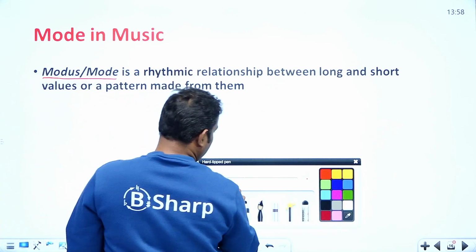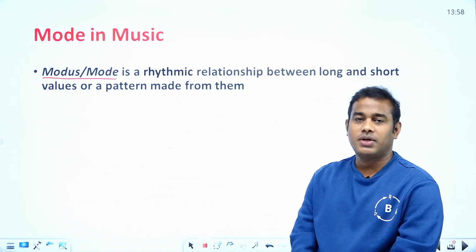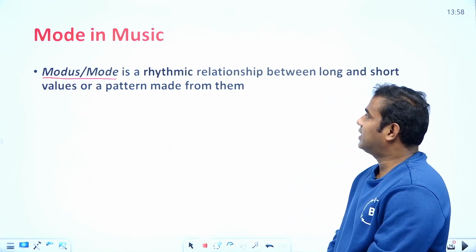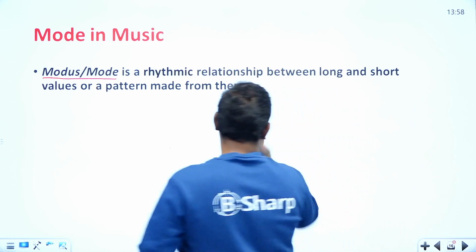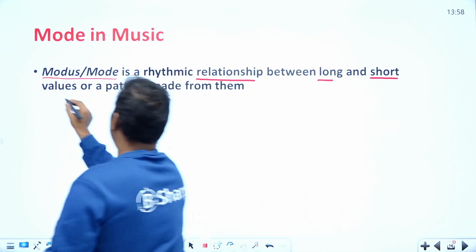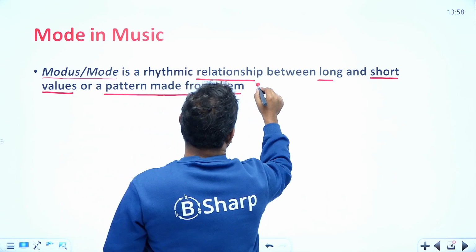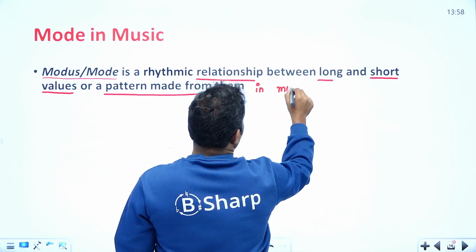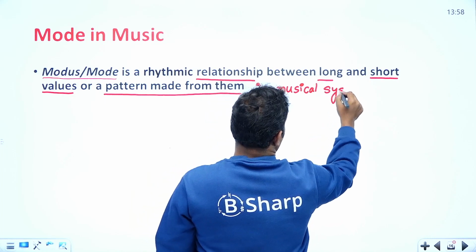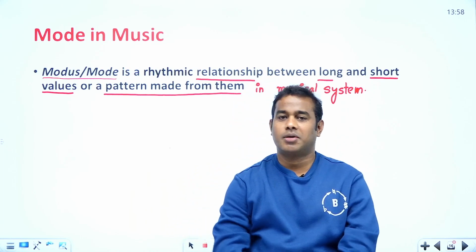is the term you can look at in any music theory textbook. So when you look at this, I am writing a very simple definition here. That is, the mode is a rhythmic relationship between long and short values or keys, or a pattern that is made from them in a musical system. So this is a very simple definition. So you can remember it like this.